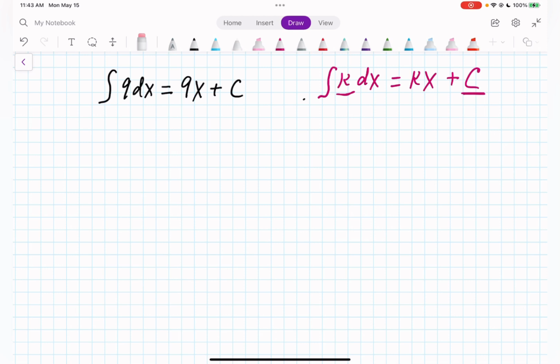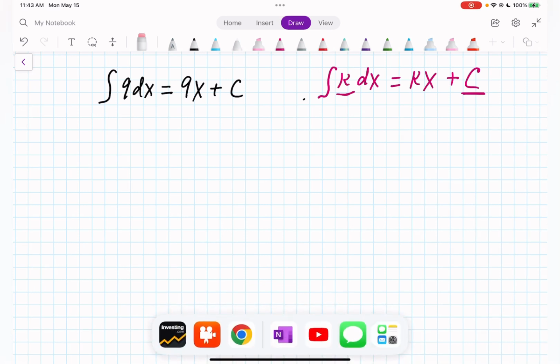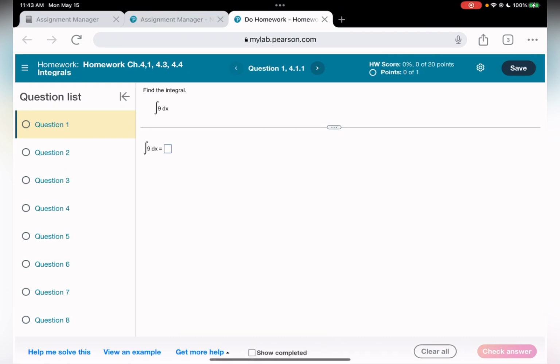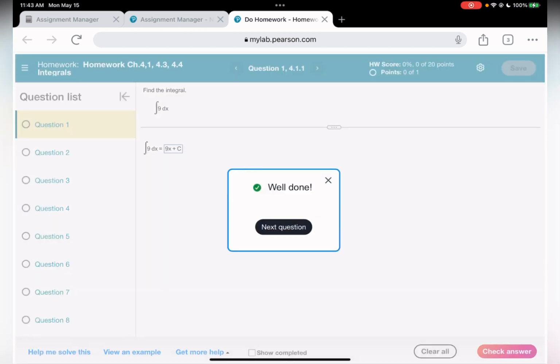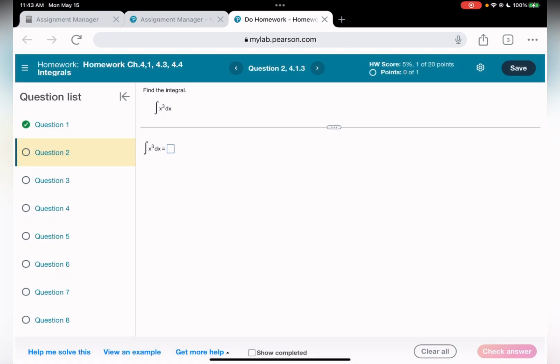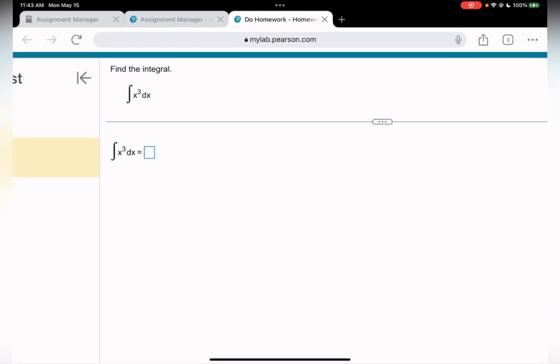Question number 2. Let's move to the next question. We need to put the answer. Let me put the answer, 9x plus C. 9x, where is plus? Plus uppercase C. Well done.